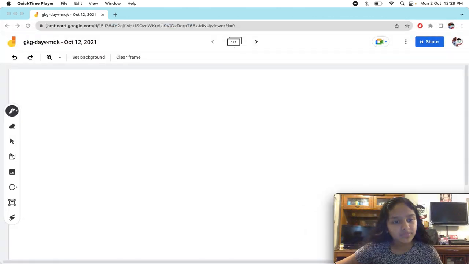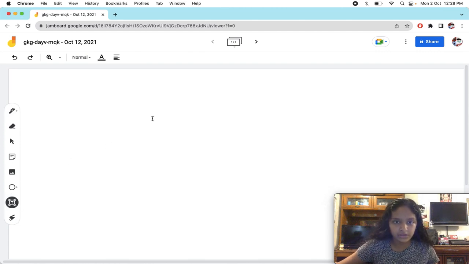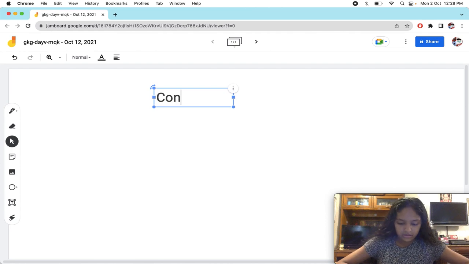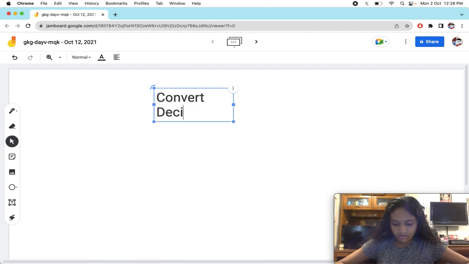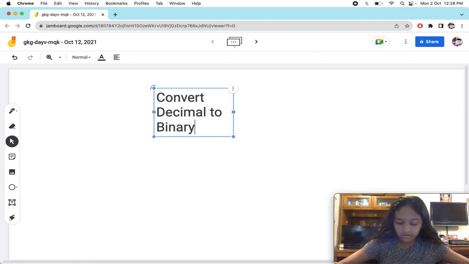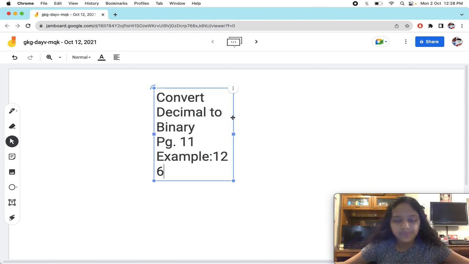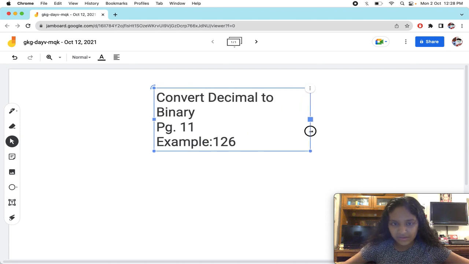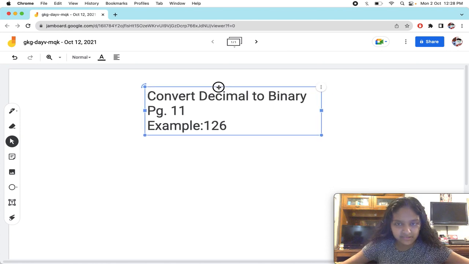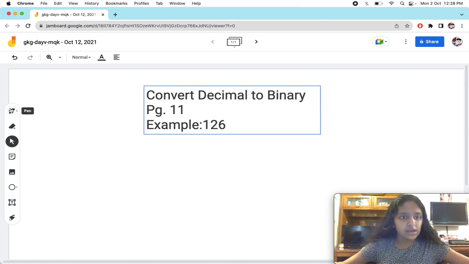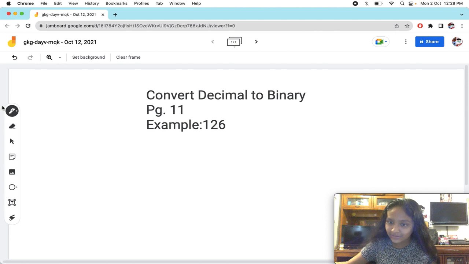Okay, guys. So first of all, we are going to learn how to convert decimal to binary. Page 11, and we're going to take the example 126, right? So open your book on page number 11 and you'll find this example. I'm gonna be referring to the book, so that I can tell you the examples which are given in your book. So here we have the example of 126.